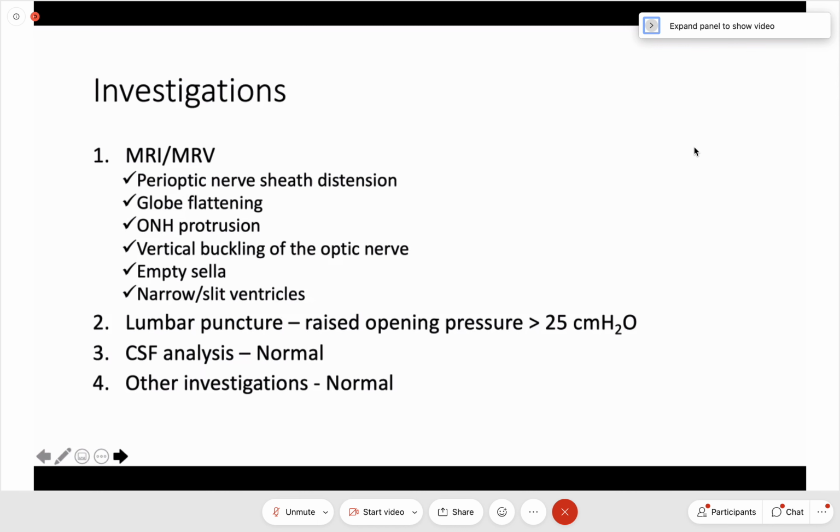Lumbar puncture: the opening pressure is raised, the CSF has got to be normal, you cannot see any abnormalities at all, and other investigations are also normal. So these are normal people with raised ICP and a lot of problems with their headaches.